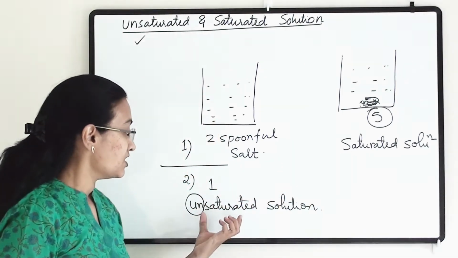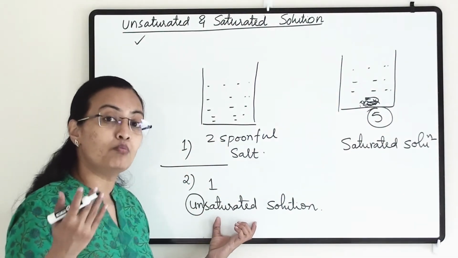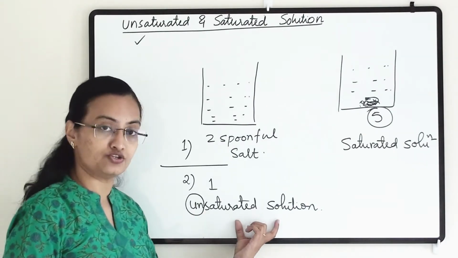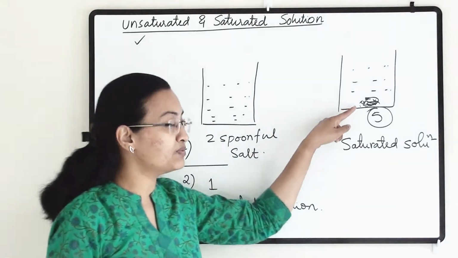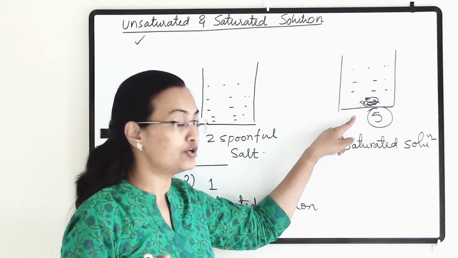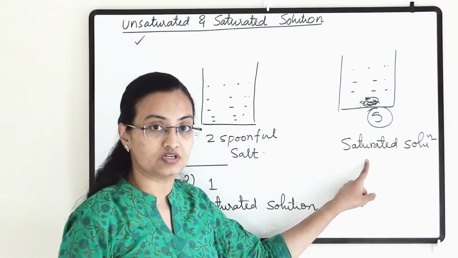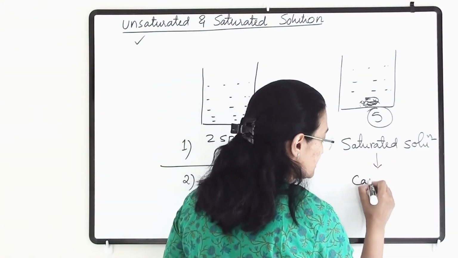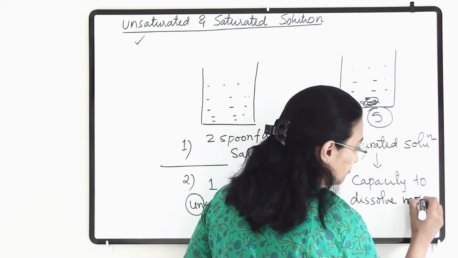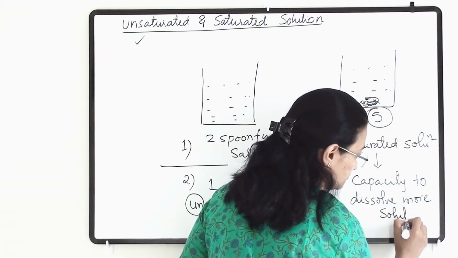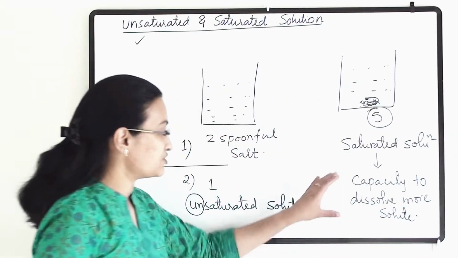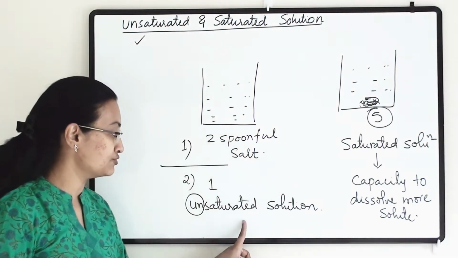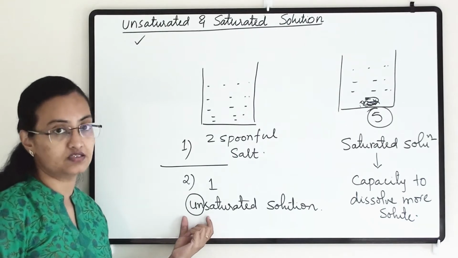Until the stage that the solvent can dissolve more and more solute, it is referred to as an unsaturated solution. But the moment it stops dissolving more solute, it becomes a saturated solution. Saturated solution means it does not have the capacity to dissolve more solute. That's why it is referred to as saturated. Whereas here it can dissolve some more solute, that's why it is known as an unsaturated solution.